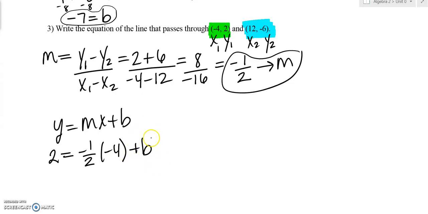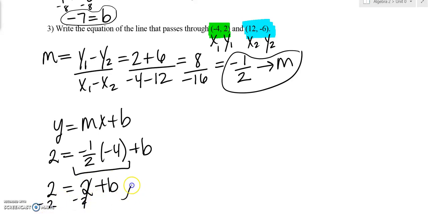So at this time I'm going to solve for b. Okay? I'm going to do my multiplication first. Negative 1/2 times negative 4 is a positive 2. And then I want to subtract 2 over, and I'm left with b is equal to 0. And I'm going to circle that because that's also an important piece of information.